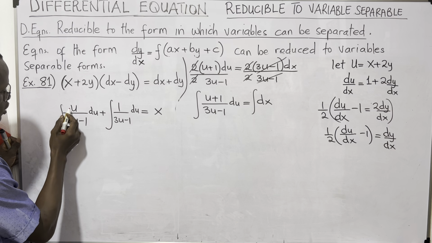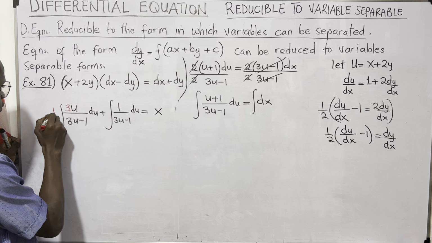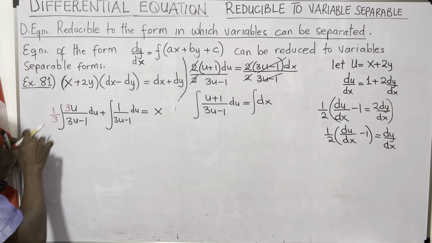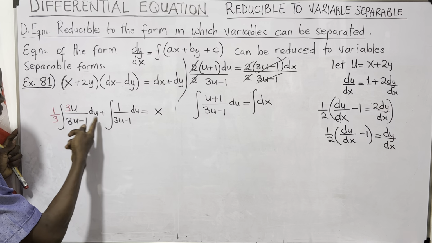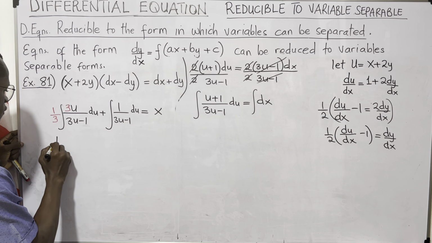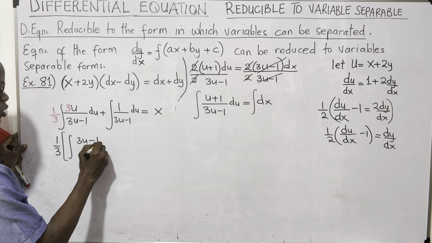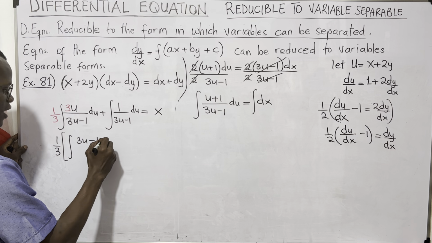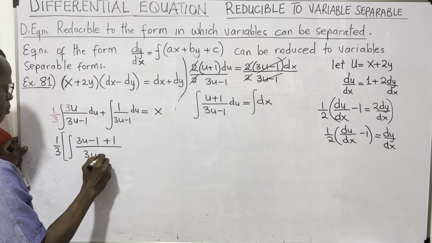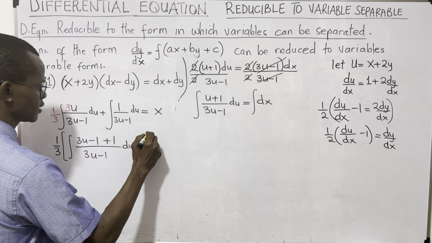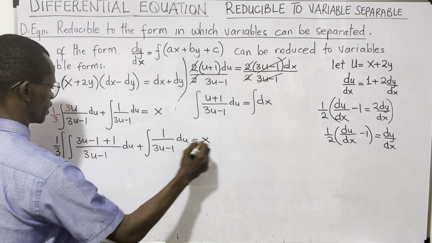So the coefficient of this u is 3, so we can make this one to be 3. Because we put 3 here, we can bring 3 in the denominator, that is, we rationalize 3. The next thing we need to do is add minus 1 and subtract minus 1. So we have 1 over 3, the integral of 3u minus 1 to get the same thing down here, and we say plus 1. So it's the same as 3u divided by 3u minus 1 du plus the integral of 1 all over 3u minus 1 du equals x.